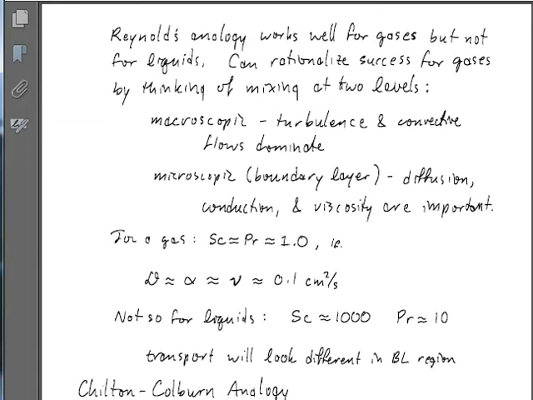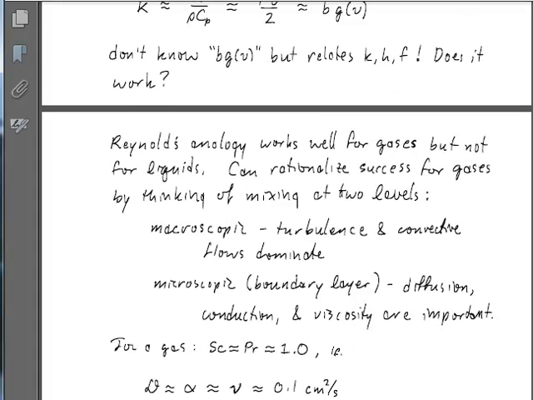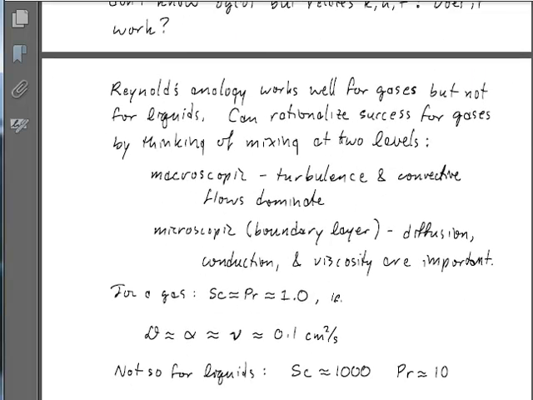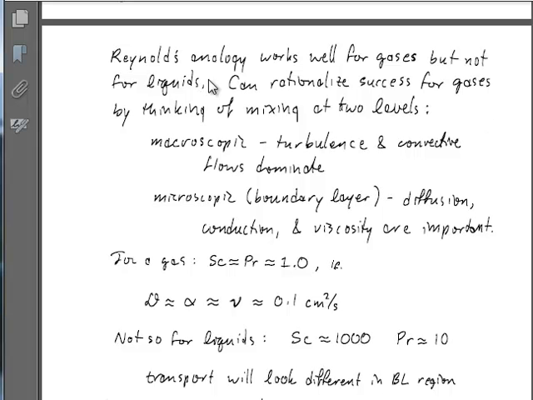Well, it turns out that the Reynolds analogy works quite well for gases. That is to say, if you're in the gas phase and you know the heat transfer coefficient, you can divide by the heat capacity and get your mass transfer coefficient. And if you know either of those things, you can estimate the friction factor in this way. So it works pretty well for gases, but it does not work at all for liquids. And so can we rationalize this?